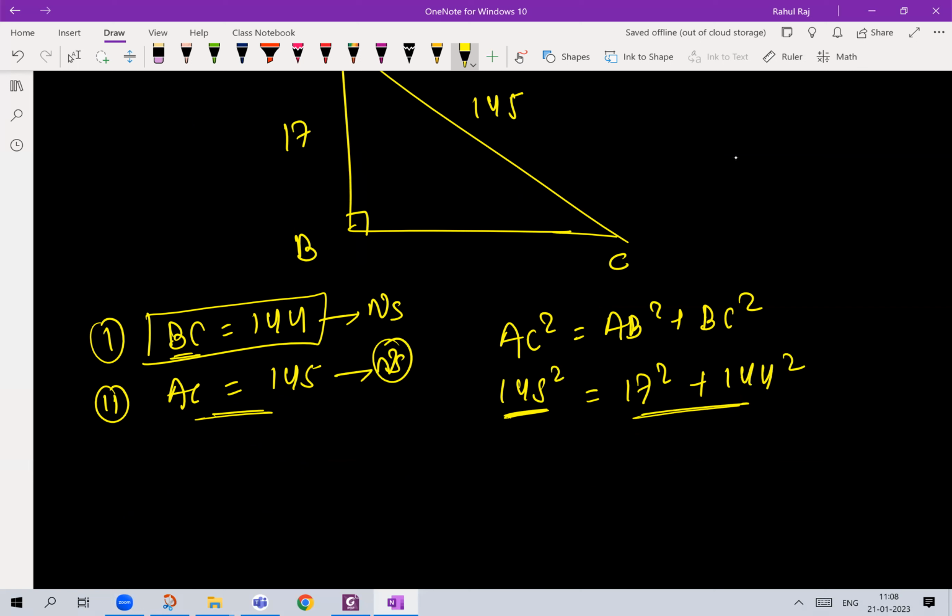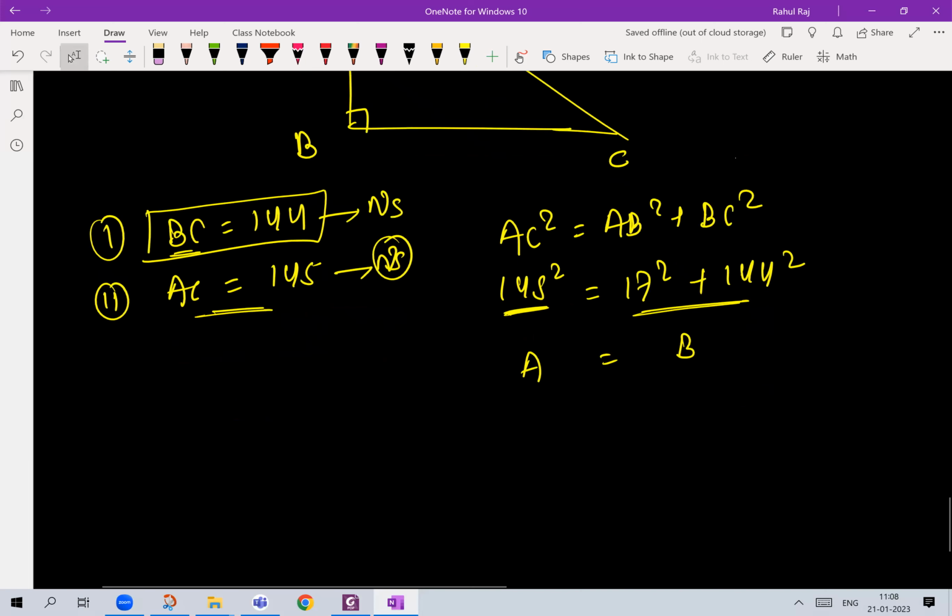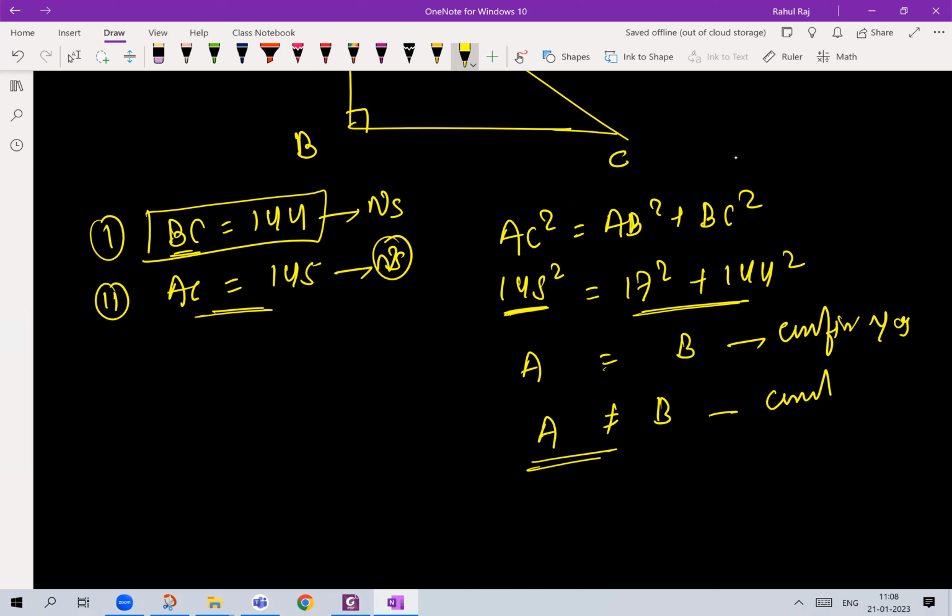So imagine the value of 145 square is equal to A, and the value of 17 square plus 144 square is equal to B. Now I have two situations: either A is equal to B or A is not equal to B. That's it. So right at this point, if A is equal to B, I can say it's a confirm yes answer. It's a right angle triangle. If A is not equal to B, I can say it's a confirm no answer. No, it's not a right angle triangle.